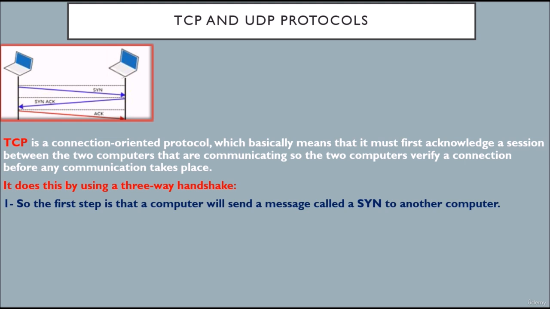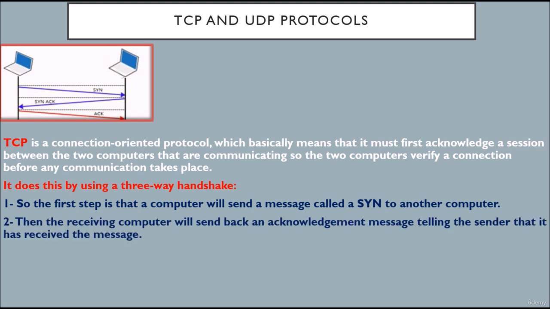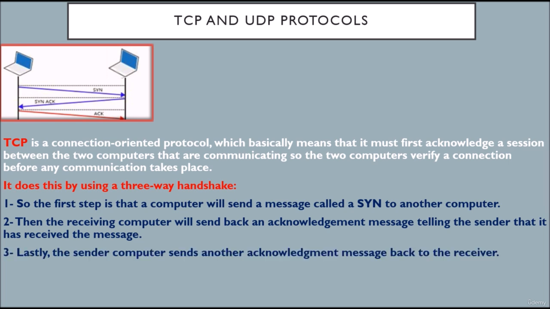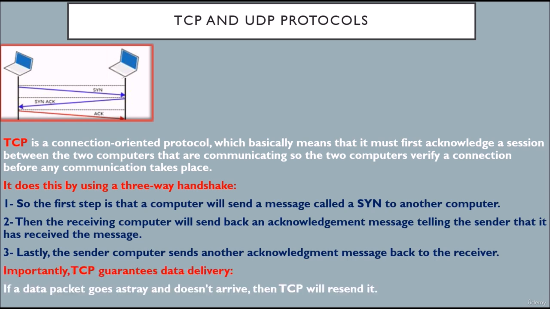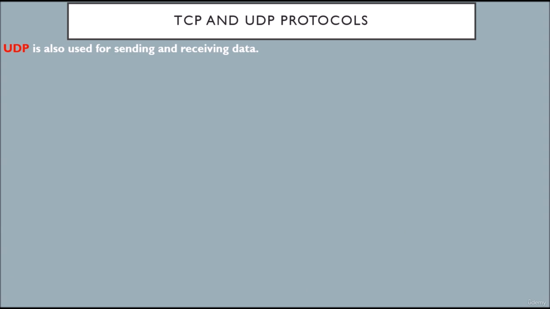So the first step is that a computer will send a message called a SYN to another computer. Then the receiving computer will send back an acknowledgement message telling the sender that it has received the message. Lastly, the sender computer sends another acknowledgement message back to the receiver. Importantly, TCP guarantees data delivery. If a packet goes astray and doesn't arrive, then TCP will resend it.